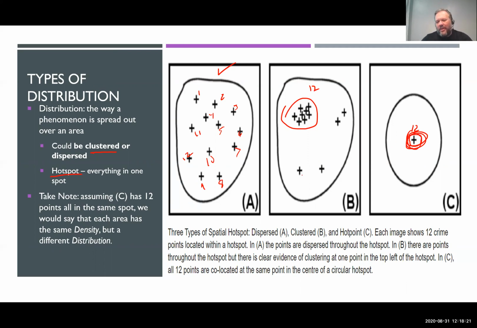Alrighty. And so think about if you're a police chief, would this be the kind of information that you would want to know? And the answer is clearly yes. That's where you figure out where your resources go. And so make sure you know the difference between density, which is the actual number of things in an area, versus distribution, which is how those things are spread out in that area. And again, clustered, dispersed, and hotspot.